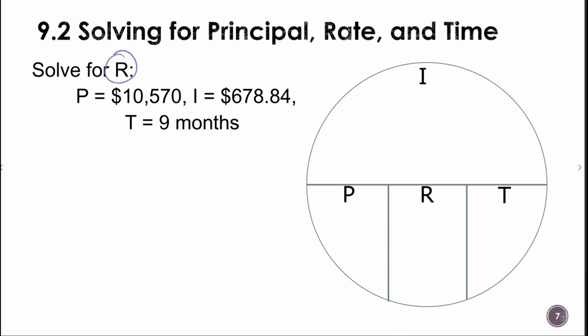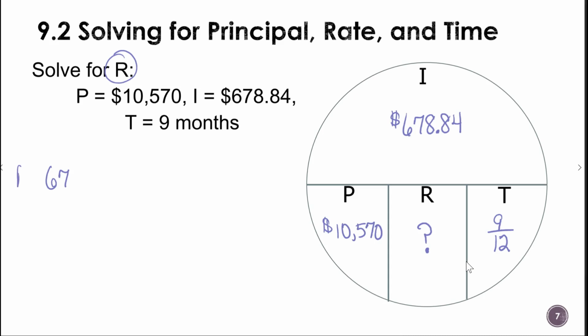So we're looking for rate again. And we know our amount of interest, we know the principal, and we know that time is for 9 months. So interest $678.84. My principal is $10,570. I'm looking for the rate. This is 9 months out of 12 months, right? So it's fine to do your calculation like that.